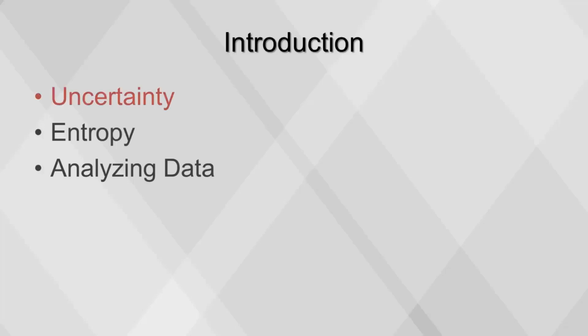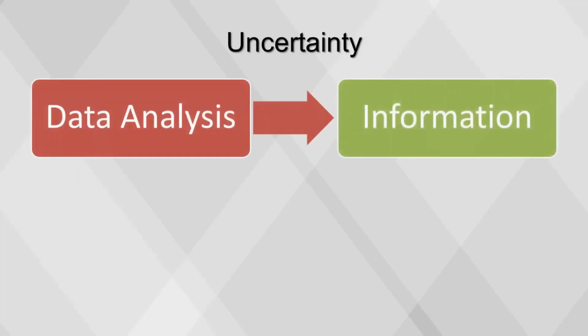This video will cover uncertainty, entropy, and analyzing data. The result of data analysis is information. Information resolves uncertainty. The uncertainty of an event is measured by its probability of occurrence. The more uncertain an event, the more information is required to resolve the uncertainty of that event.